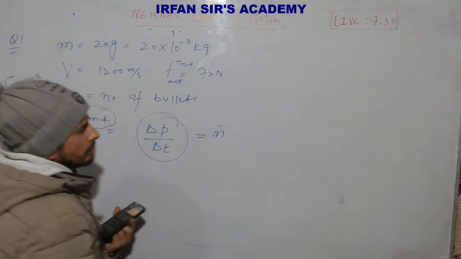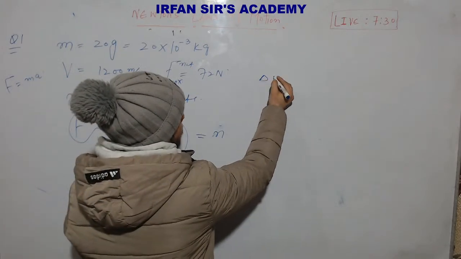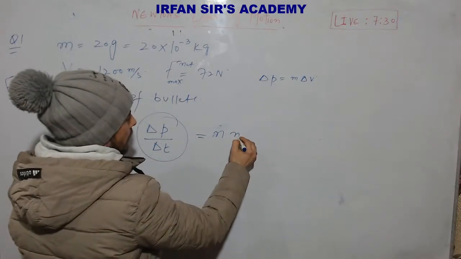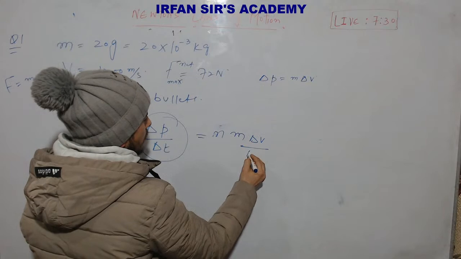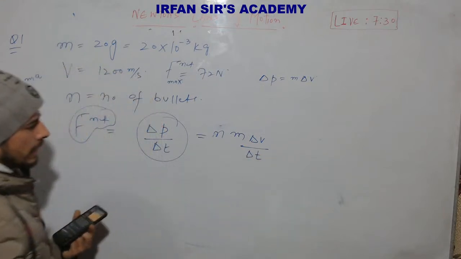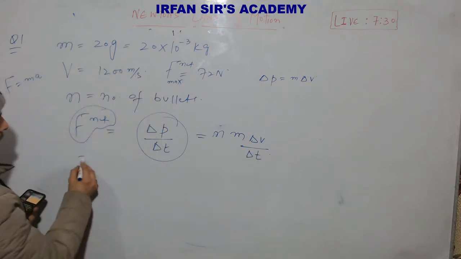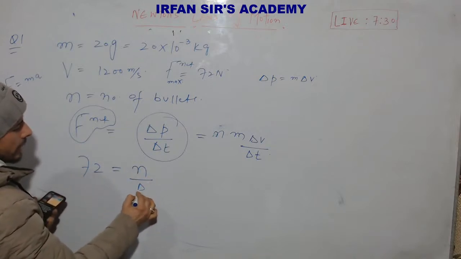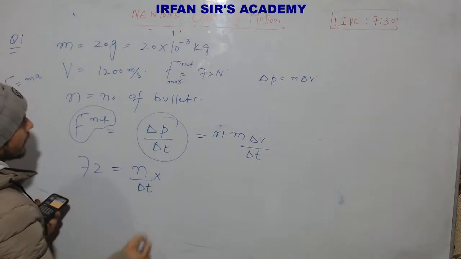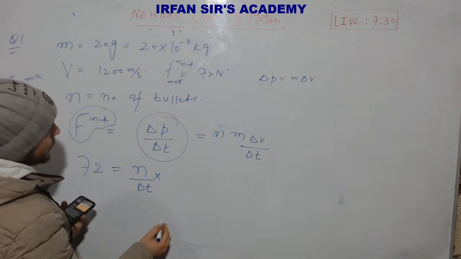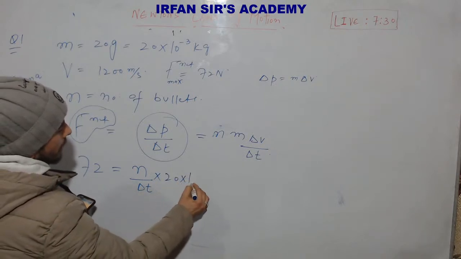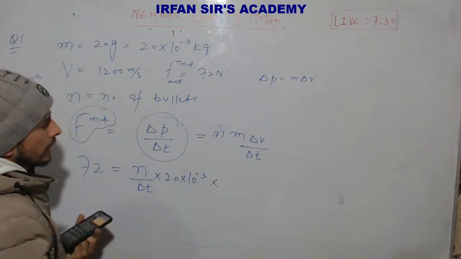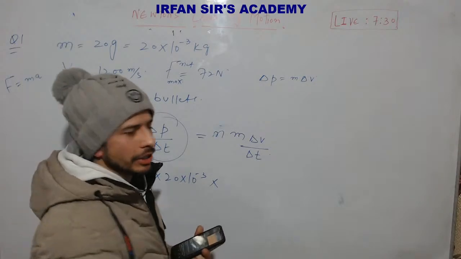What is momentum? Momentum is mass into velocity. You write here m into delta v upon delta t. What is F net? It is 72. How many bullets? n upon delta t. What is the mass? It is 20 into 10 to power minus 3. How much is the change in velocity? Final velocity minus initial velocity.